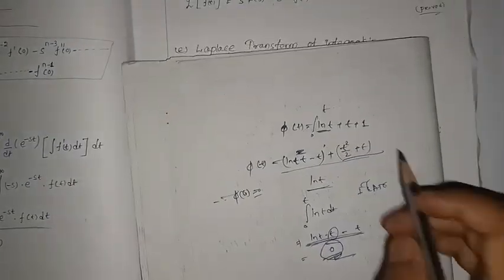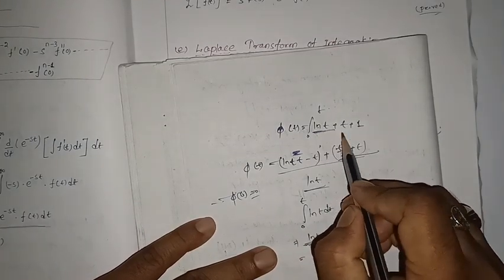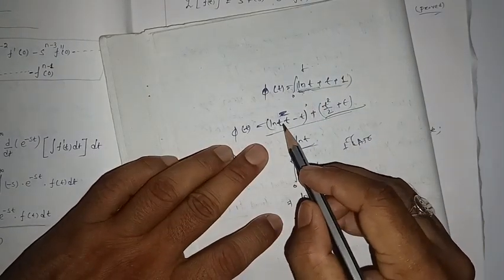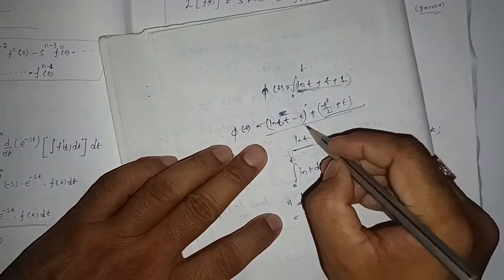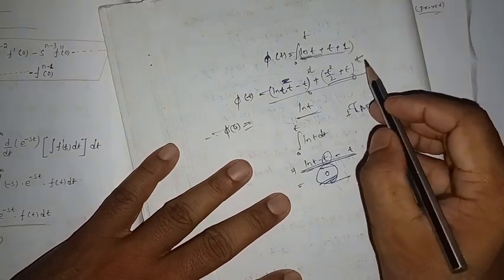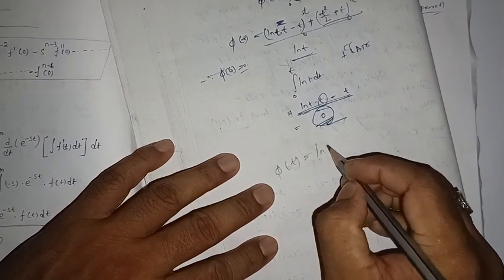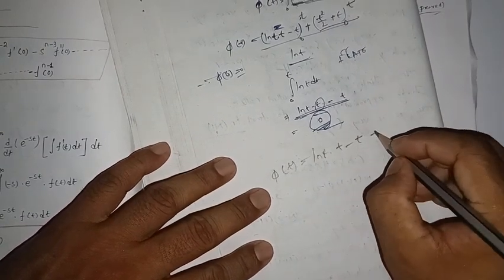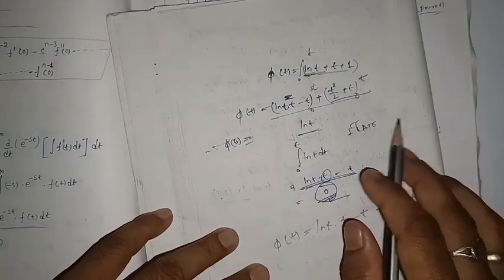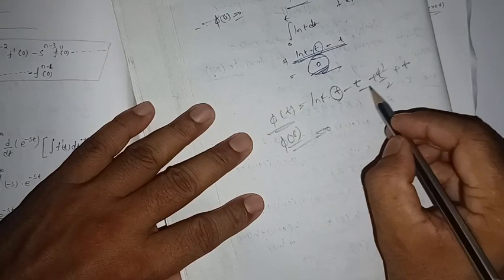Likewise, suppose f of t is ln t plus t plus 1. The integration of log t is nothing but ln t into t minus t, with limits 0 to t. If I put the upper limit, phi of t will be equal to ln t into t minus t plus t squared by 2 plus t. Then if I put 0, the entire term should be 0. So phi of 0 will be 0, because t is there.